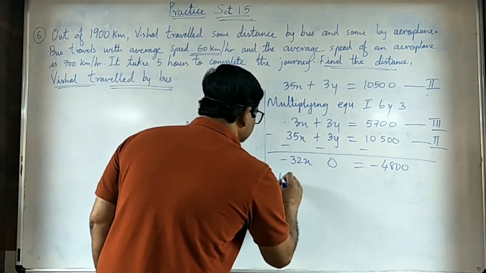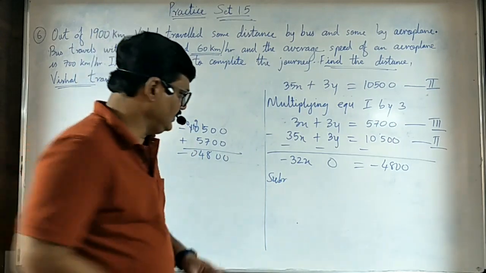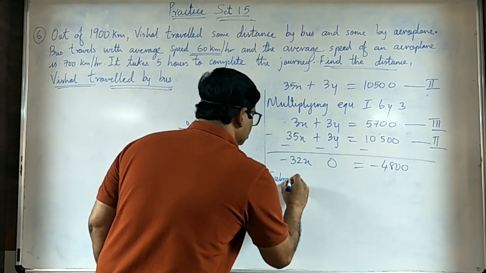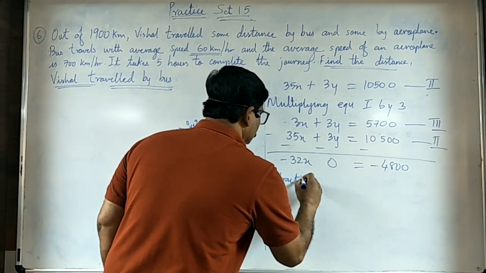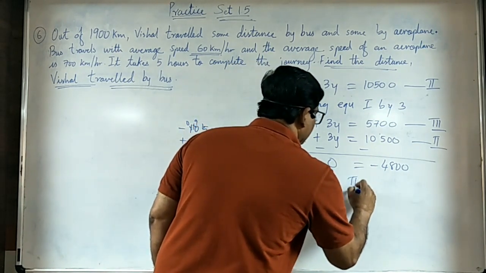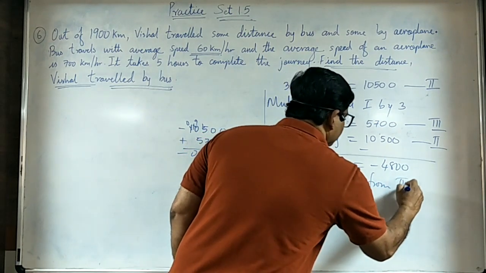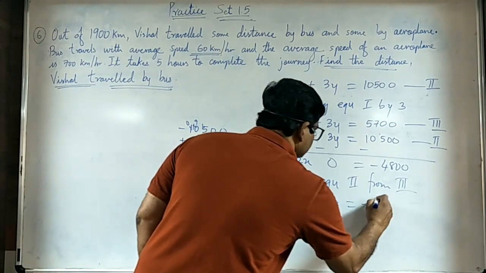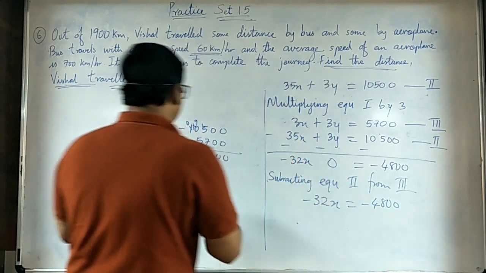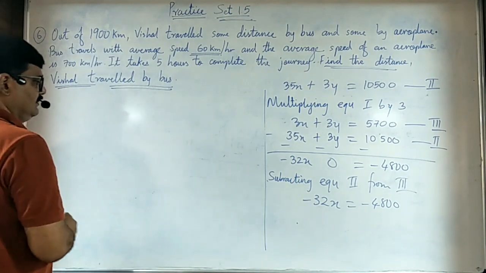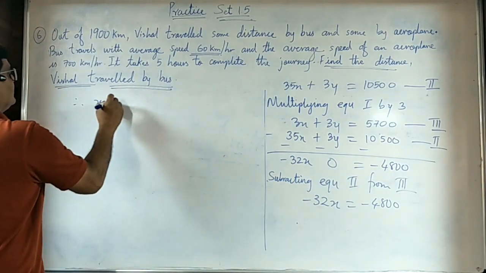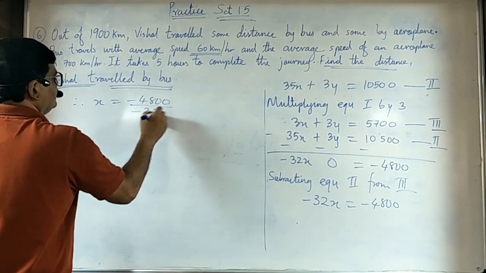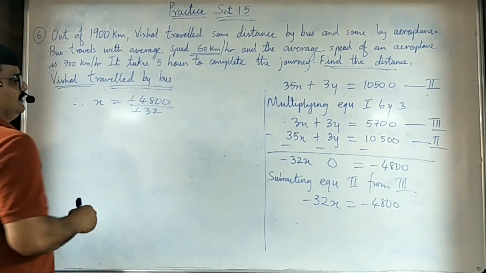After this, what I did was subtracting, so I have to write it over here: subtracting equation second from third. I subtracted equation number second from third. Therefore, minus 32x is equal to minus 4800. So therefore x is equal to minus 4800 upon minus 32. Minus minus sign will get cancelled.